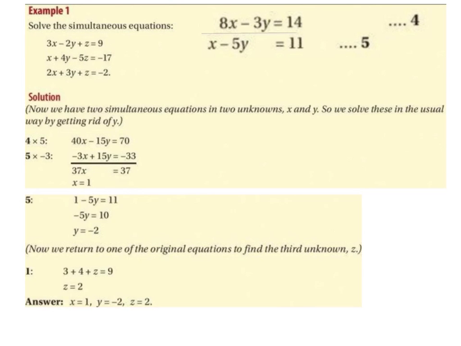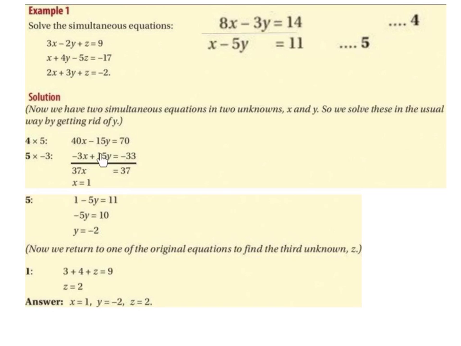So what we're going to do is multiply equation 4 by 5. So this equation, we're going to multiply each term by 5. So 8x multiplied by 5 is 40x, minus 3y multiplied by 5 is minus 15y, and 14 multiplied by 5 is 70. And then we're going to take equation 5 and multiply it by minus 3. So x multiplied by minus 3 is minus 3x, minus 5y multiplied by minus 3 is plus 15y, and 11 multiplied by minus 3 is minus 33.